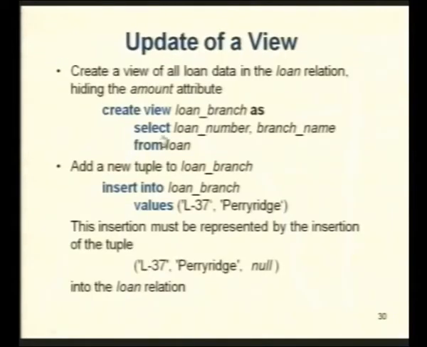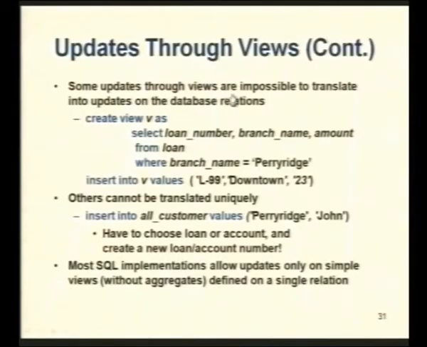Next, let us look at update of a view. You can create a view of all loan data in the loan relation, hiding the amount attribute. And then if you want to add a new tuple to the loan branch, insert into loan branch values L37, Perry Ridge. This insertion must be represented by the insertion of a tuple like this in the original loan relation, because we have not put the amount there. Now, what we are trying to say is that a view sees only a certain portion of a relation, and you are inserting something into that view. Suppose you have hidden one attribute, that attribute will get a value null. So, some updates through views are impossible to translate into updates on the relation.